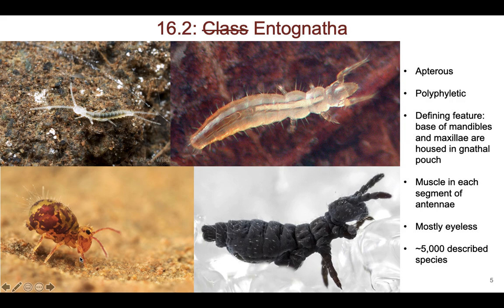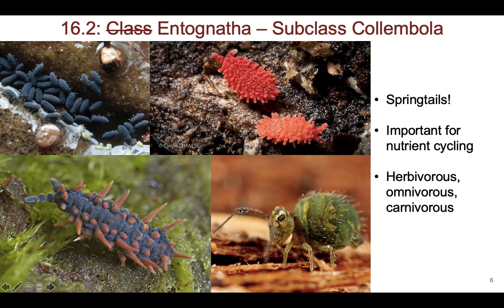Only the collembolans have eyes, these little cuties here, but not even all collembolans have eyes. These are collembolans down here. And there are about 5,000 described species of entognaths. So let's talk about some of the subclasses.